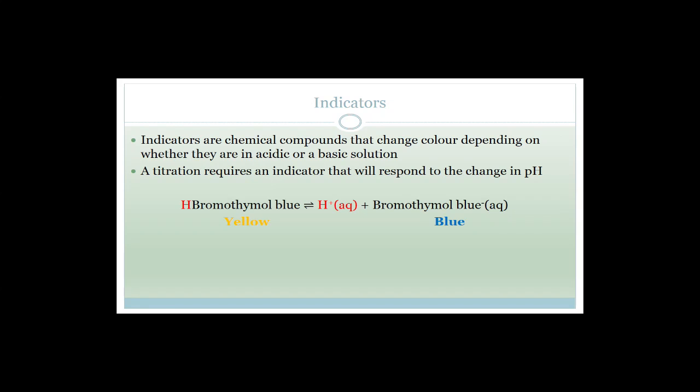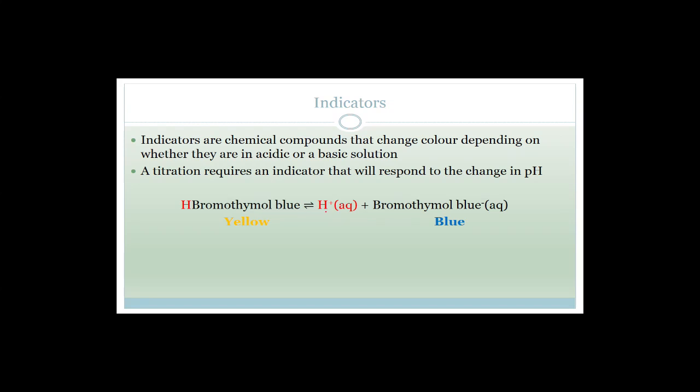Okay, so indicators are chemical compounds that change color depending on whether they're in acidic or basic solution. That's all it is. A titration requires an indicator to respond to a change in pH. Now if you look at this, this is an example of bromothymol blue. With bromothymol blue, you've got a hydrogen attached to the bromothymol blue, and the color is yellow, but it's in dynamic equilibrium with hydrogen plus ions plus bromothymol blue, and then the color is blue.